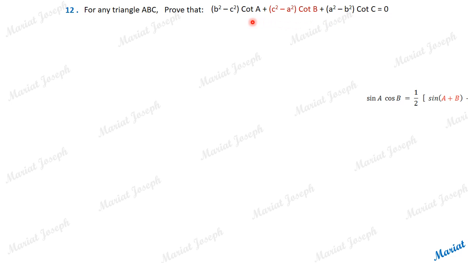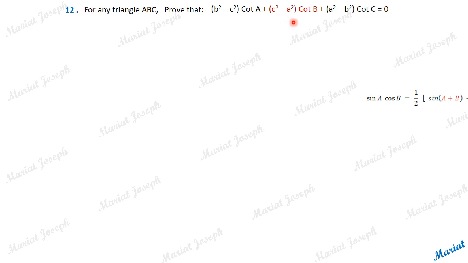Here we have three terms in the LHS. And those three terms, if you observe, are cyclic changes of the previous one. What does it mean? You may change A to B, B into C, then C into A. That is, the A, B, C cycle. If you do that in the first term, you obtain the second term.